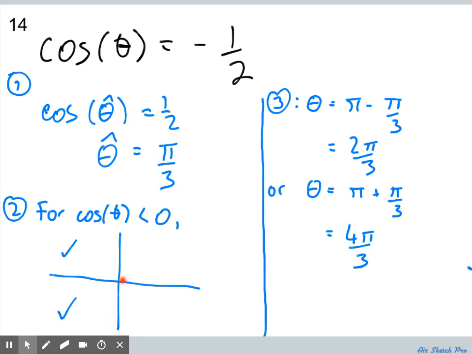Very quick cast diagram to work out, well, I know that cos theta is negative a half, so it's less than 0. So where is cos negative? Cos is negative there and cos is negative there. What does that look like? Well, that means it must be pi minus the reference angle or pi plus the reference angle, and that's what we've got there.